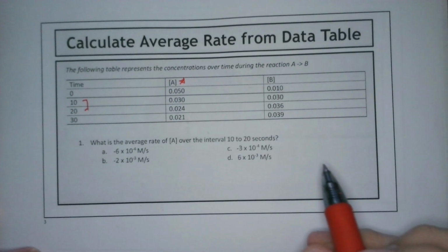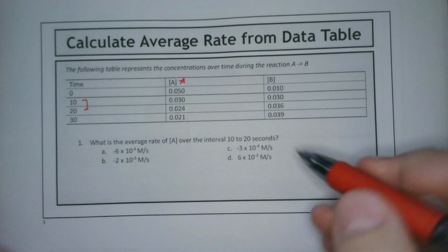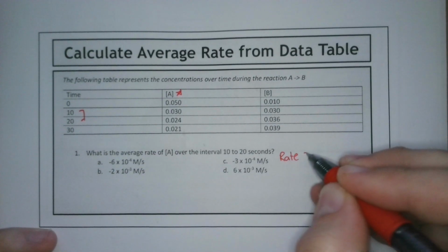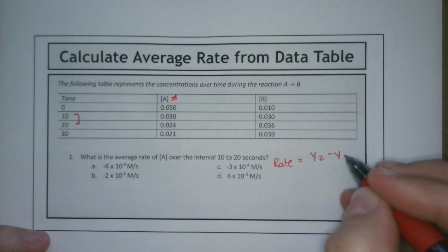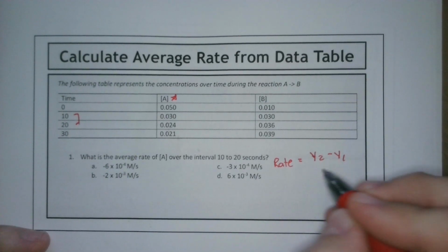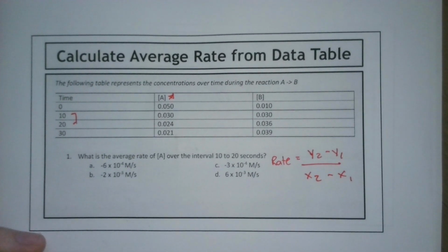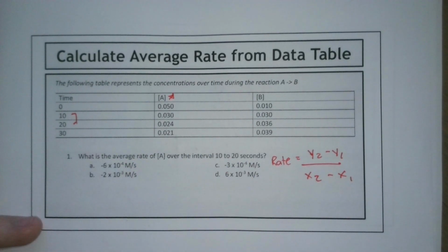All right, so when I get to a problem like this, I don't have a real formula I'm going to give you for this, but we're basically just using the slope formula. So rates, or average rate, you just treat it like y2 minus y1 over x2 minus x1. That makes it easier for you to think about. Y being your concentration, X being your time.